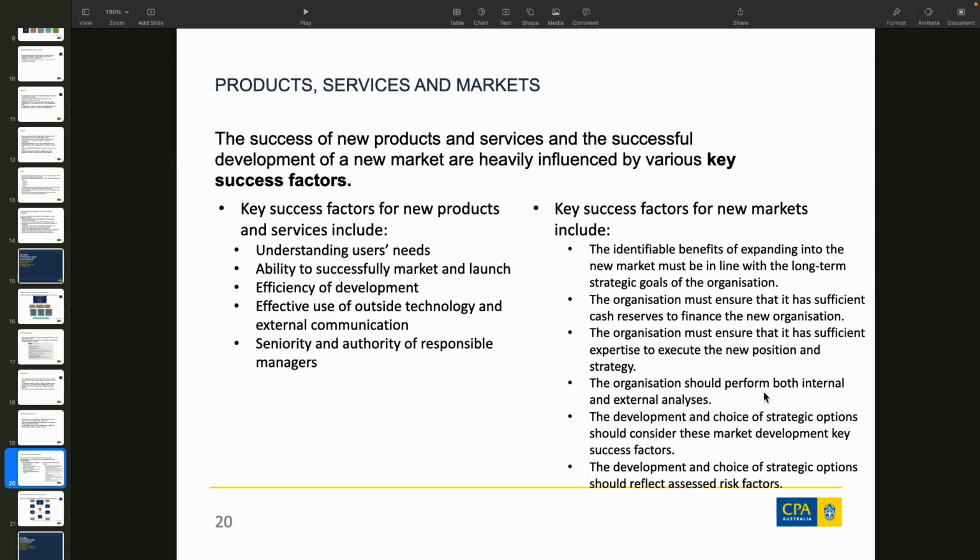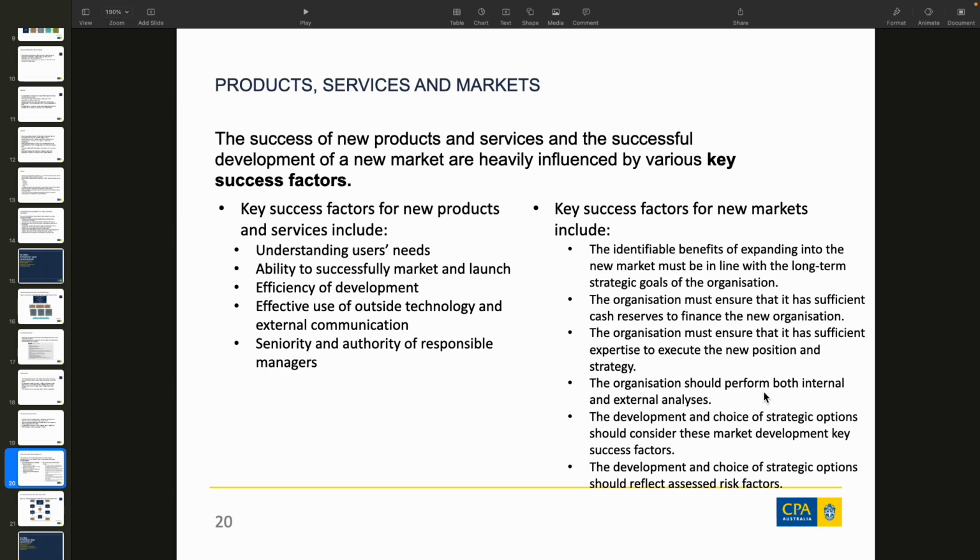Betul, you should be able to perform both internal and external analysis. I think they didn't do a proper external analysis. They just assume, very simply, that a certain market can pay and a certain market cannot pay. Therefore, we go after the market that can pay. That's what their assumption was. Got it? Very faulty thinking. Then the development of choice and strategic options should consider this market element, key success factors.